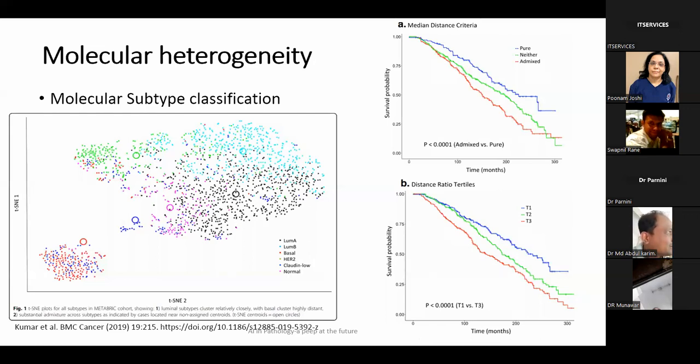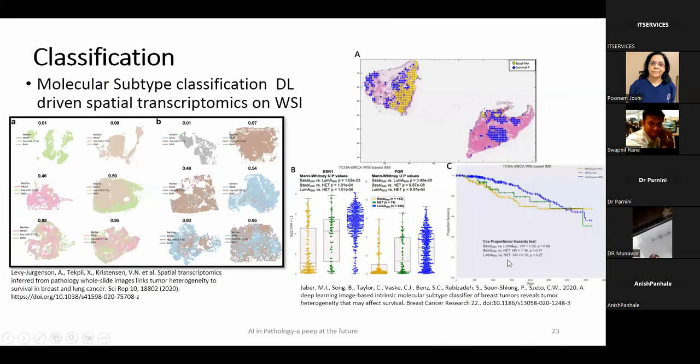And when patients start getting treated, a lot of artificial selection happens, which leads to the emergence of heterogeneity. The longer the tumor has stayed in the body, the higher the probability that you have multiple clones of a tumor in the body. And it has been clearly shown that patients who have pure tumors have much better survival as compared to patients who have mixed or heterogeneous tumors. Now, imagine that we can do all of this directly on the H&E slide.